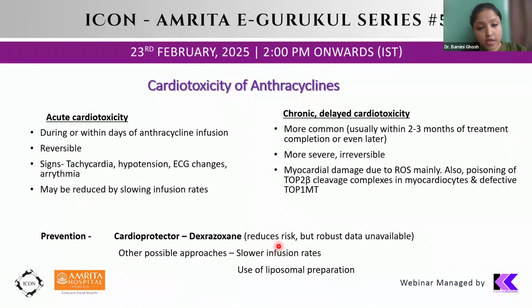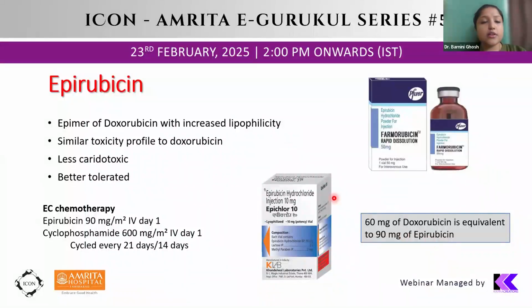Also, it is FDA-approved for the treatment of extravasation injury caused by anthracyclines. And the other possible approaches to lower the risk of cardiotoxicity are slowing of the infusion rates, as I said, or use of liposomal preparation. Now, coming to the drug epirubicin, it is basically an epimer of doxorubicin with increased lipophilicity. It has a similar toxicity profile to doxorubicin. It is less cardiotoxic and better tolerated.